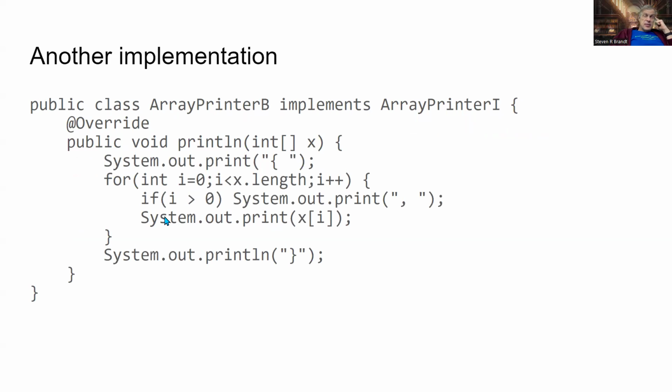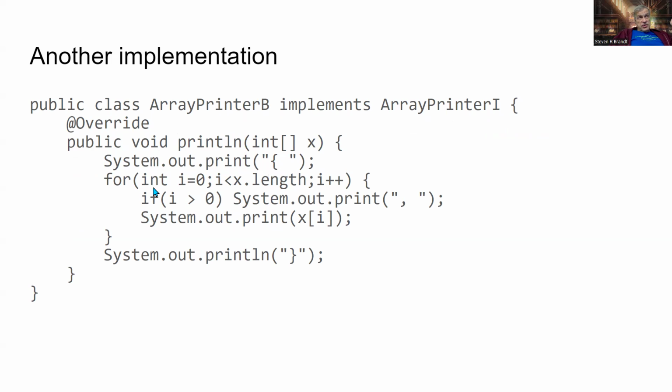The next class I'm going to talk to you about is ArrayPrinterB. This is another example of an implementation of ArrayPrinterI. And again, I'm overriding public void println. This time, however, what I'm doing is first printing, not printlning, right? It's just all on the same line. I'm going to print a curly bracket.